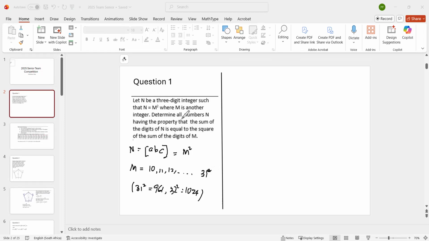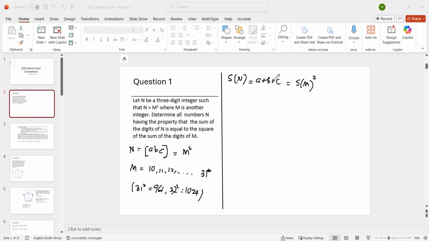Now, it's also given that the sum of the digits of n, let's call it S of n, which is a plus b plus c, is equal to the square of the sum of the digits of m. So this is S of m, the sum of the digits of m, squared.